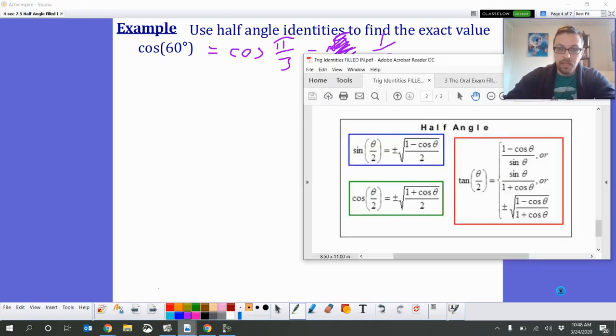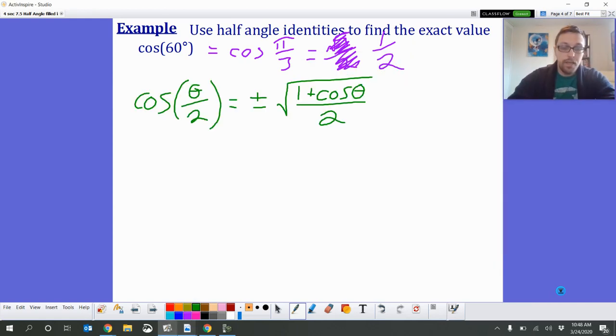I've got a little cheat sheet over here. Hopefully you've got your cheat sheet off to the side. Cosine half angle is plus or minus the square root of 1 plus the cosine of theta, all over 2. So I'm going to just write all that down. So that's my trig identity. Man, that's messy. So there's my trig identity. I want to figure out the something over 2. So I'm going to think off to the side here.